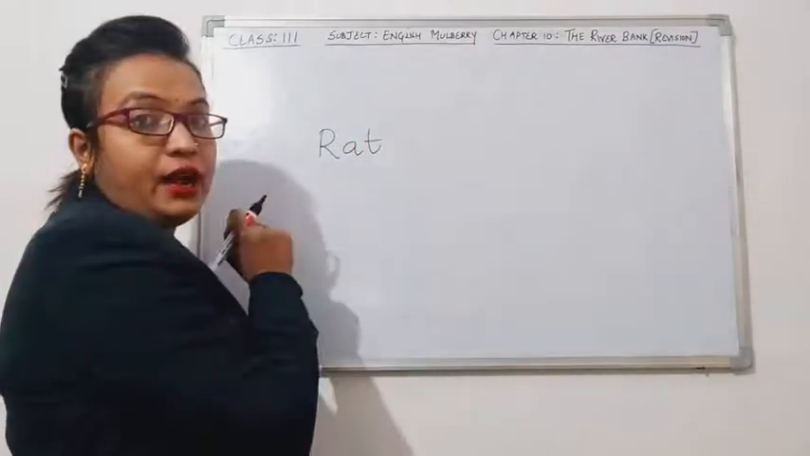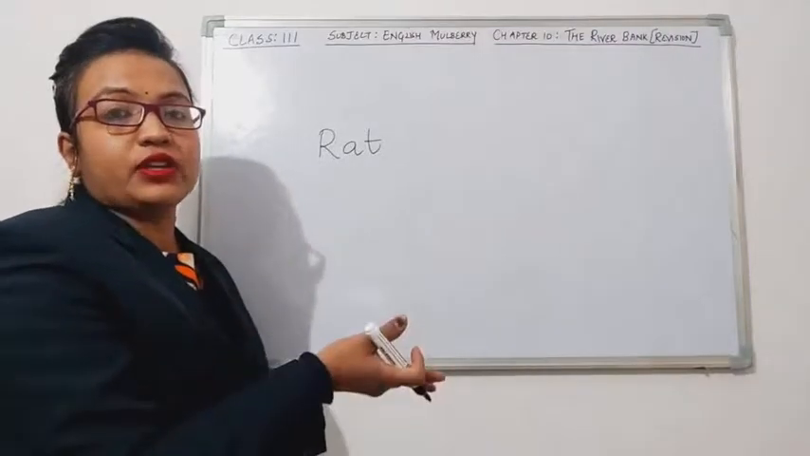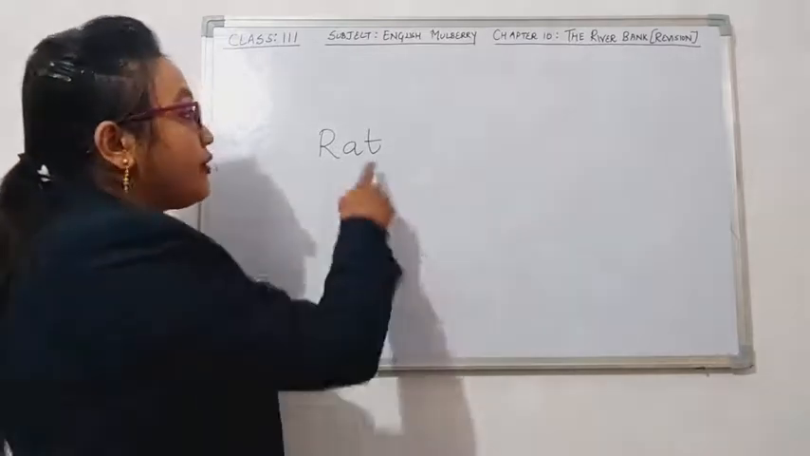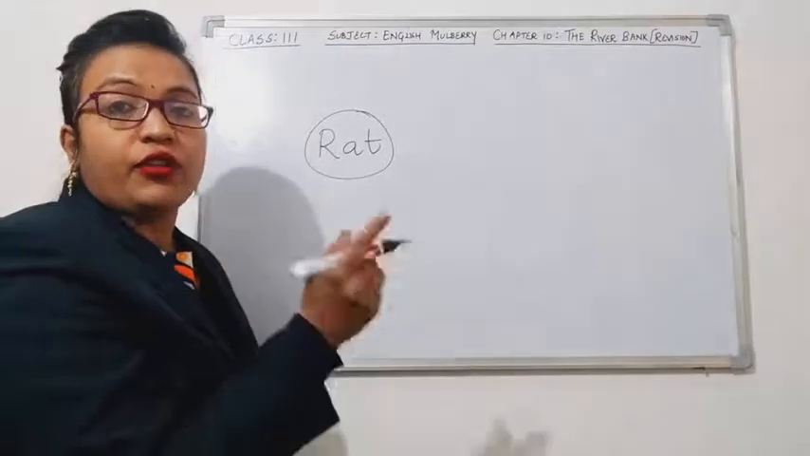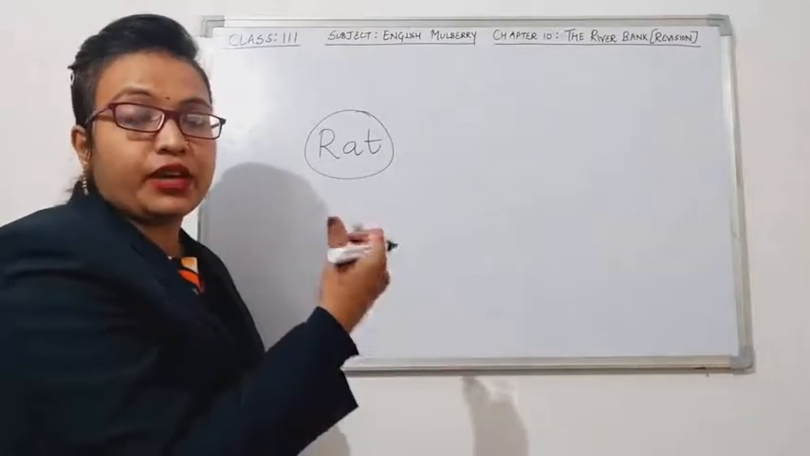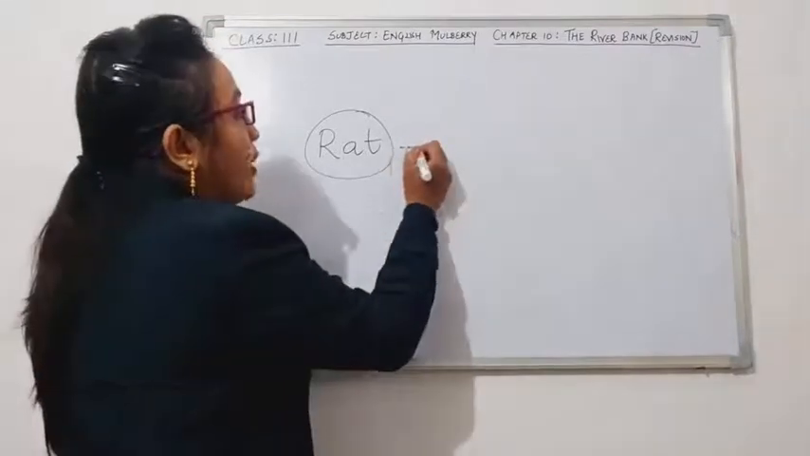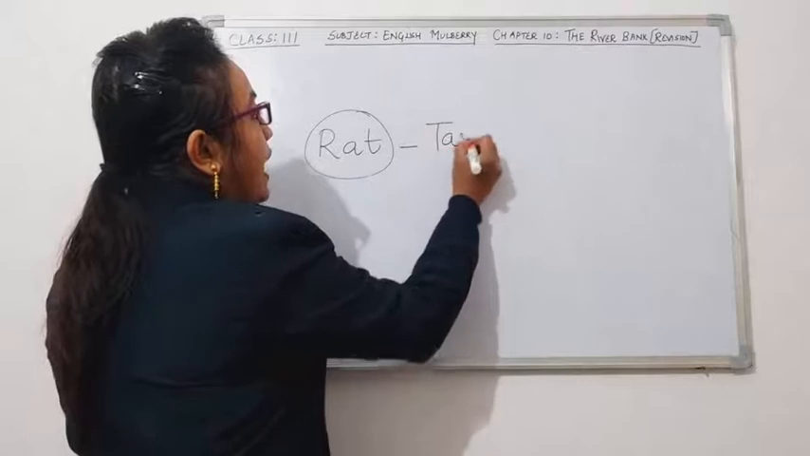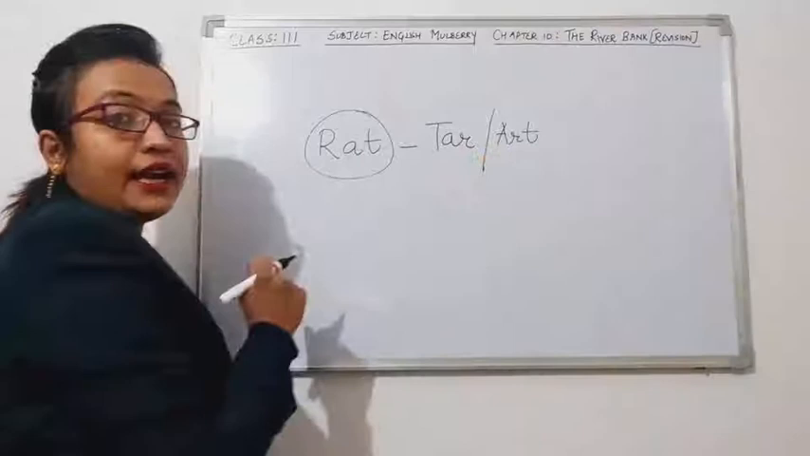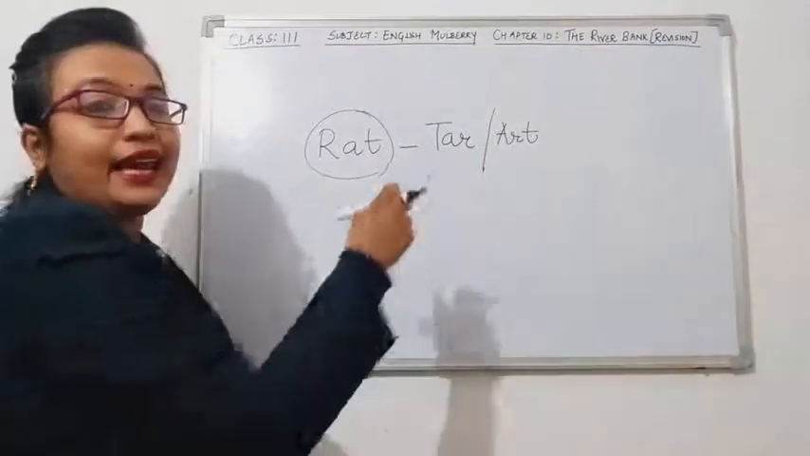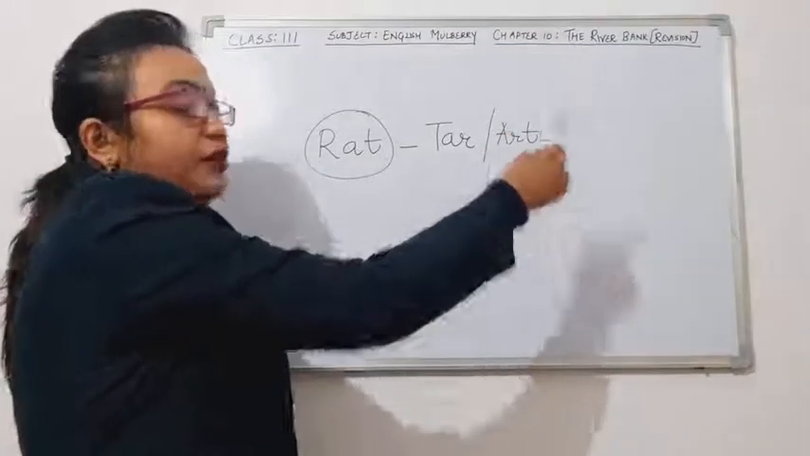Now this word has a meaning, that is an animal. Now if I ask you to make an anagram of this word, how can you frame an anagram? You will rearrange the letters of this word only and create another word which should have some meaning. You have to create one meaningful word by rearranging the letters of this given word. So you can frame 2 words, that is T-A-R, tar, or you can frame another word, that is art. And these both are meaningful words. Tar means what? It is a sticky liquid which is used to make roads. And art means drawing.